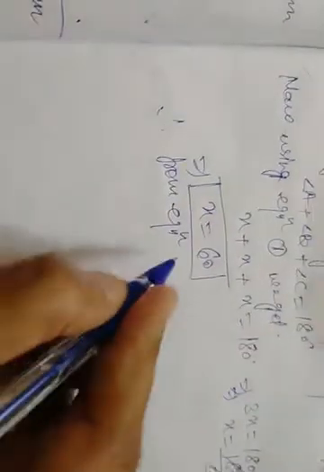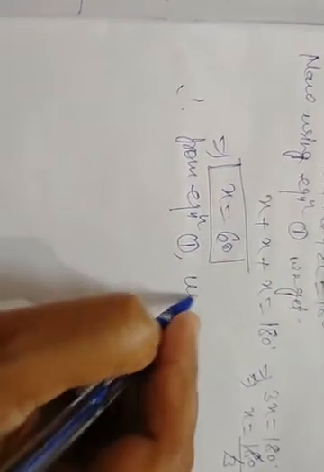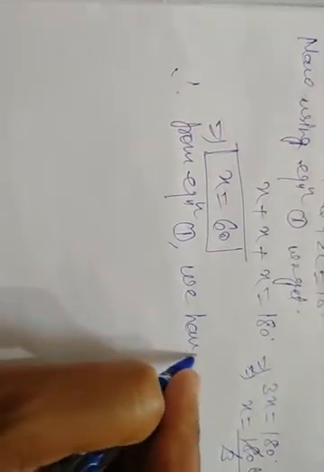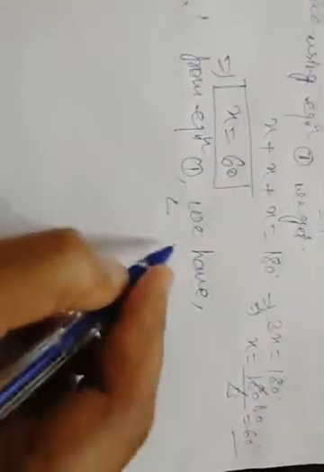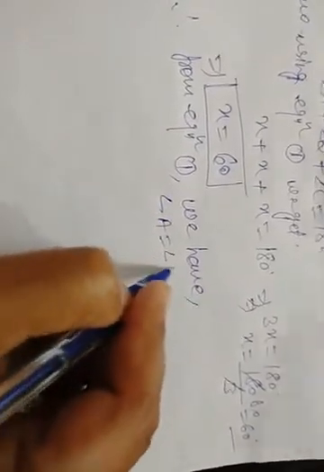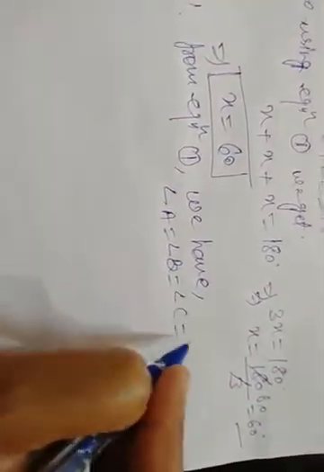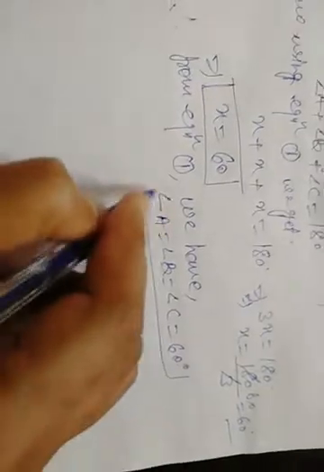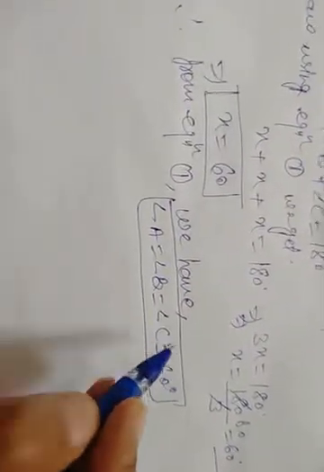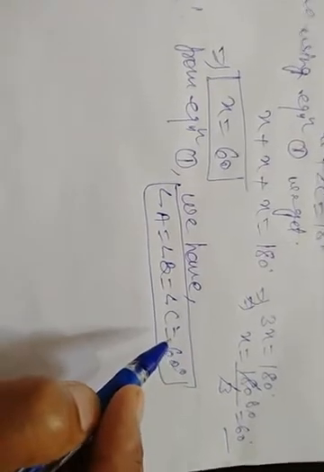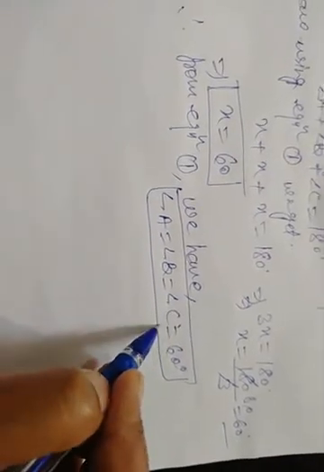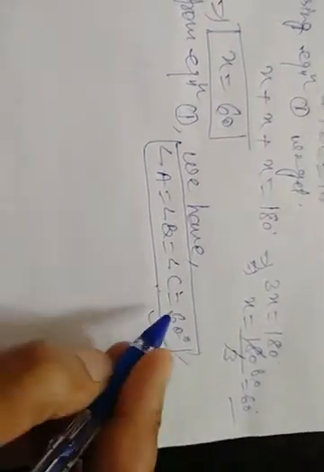From equation 1 we have angle A is equal to angle B is equal to angle C, each equal to 60 degrees. Hence we can say that each angle of an equilateral triangle is 60 degrees. Hence proved.